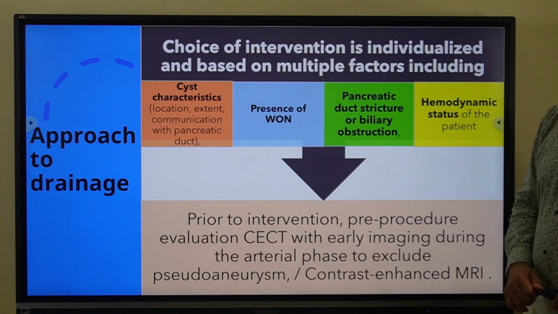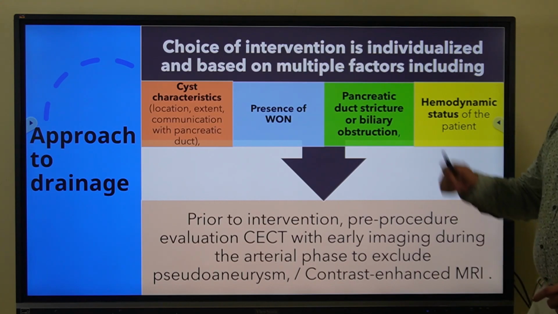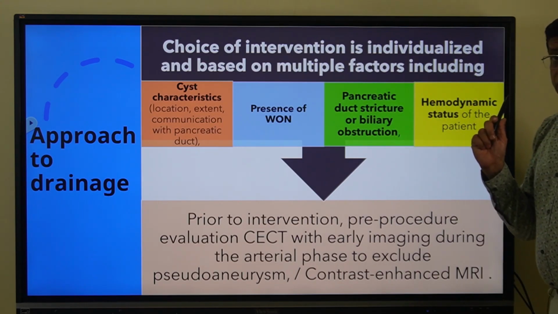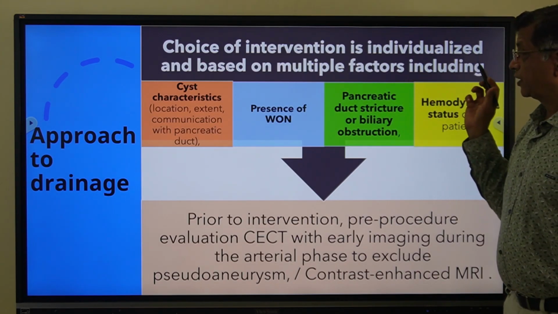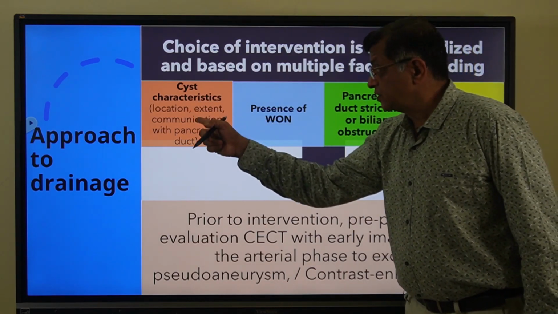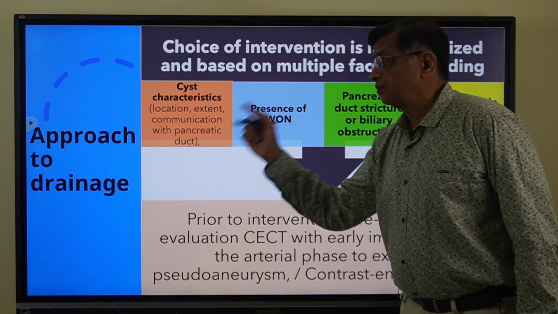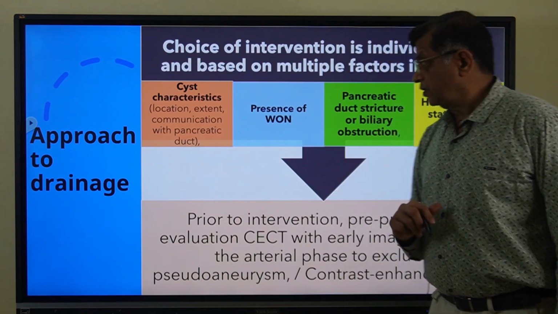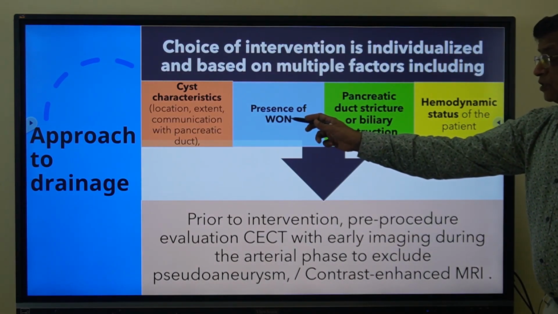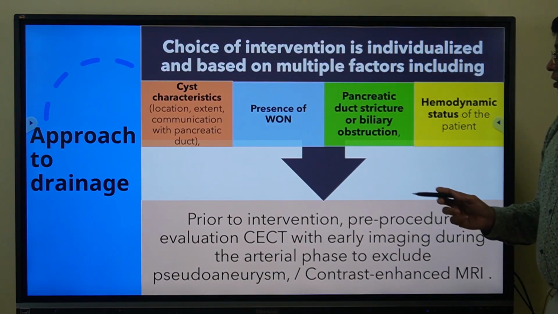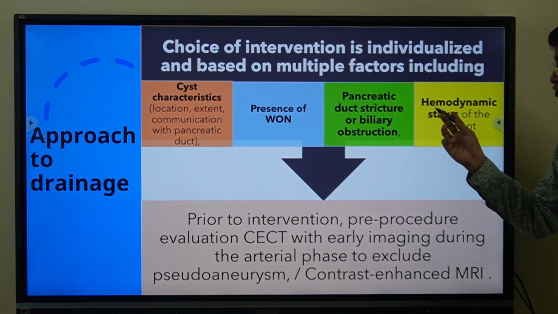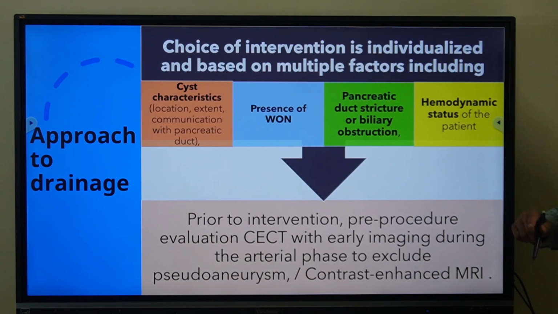So what is the approach to drainage? The choice of intervention is individualized and based on multiple factors like cyst characteristics. Where is the cyst? What is the extent of communication with the pancreatic duct? Whether there is presence of walled off necrosis, whether there is pancreatic duct stricture or biliary obstruction, and what is the hemodynamic status of the patient.